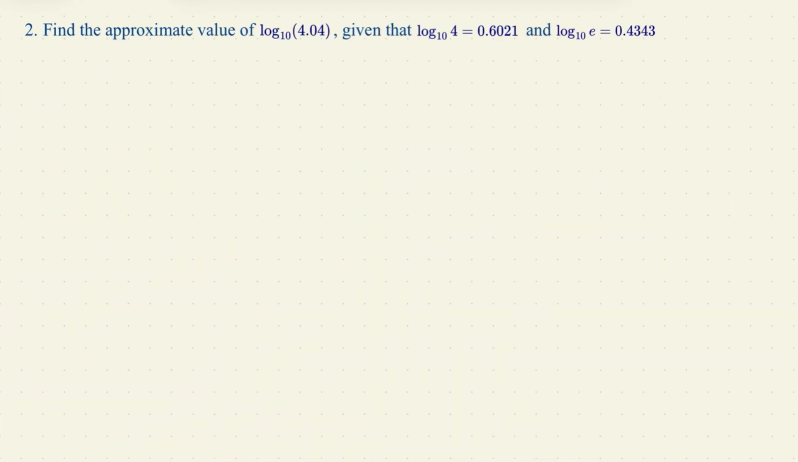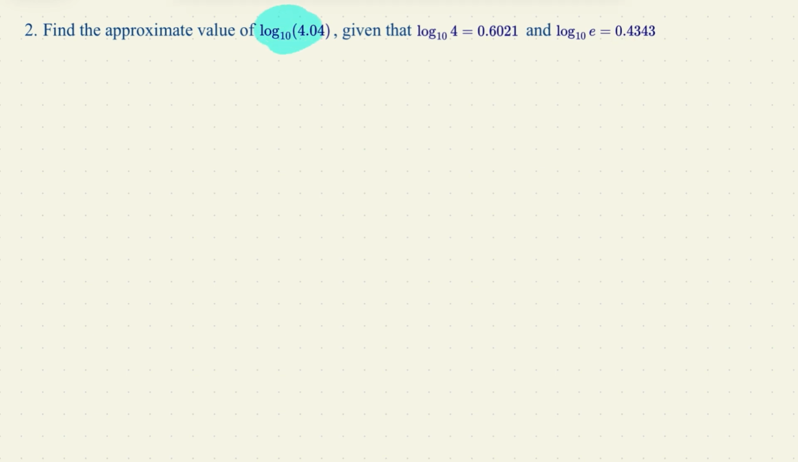Question 2. Find the approximate value of log of 4.04 with base 10, and the value of log 4 is given, that is 0.6021 when the base is 10, and the value of log e is also given, that is 0.4343 when the base is 10.